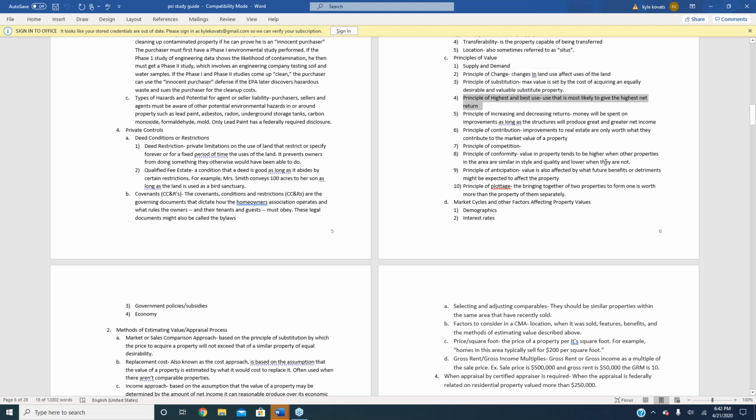Number 4, the principle of highest and best use. What use of property is going to generate you the greatest net return over a given period of time? We call that the principle of highest and best use. Again, that's the use that's going to generate you the greatest net return over a given period of time.